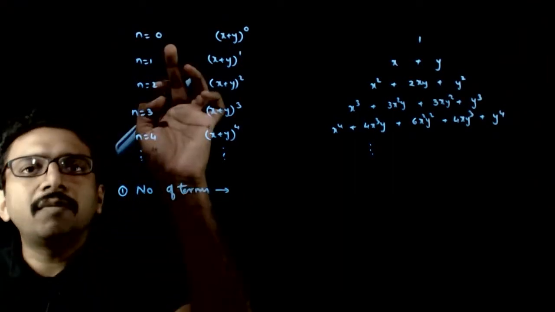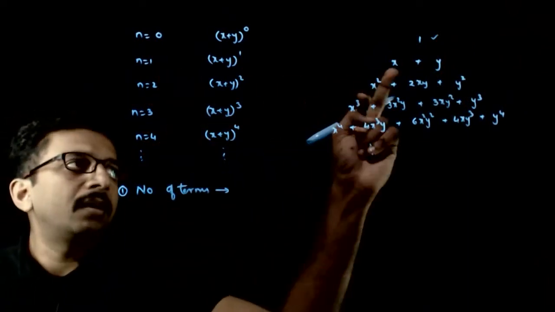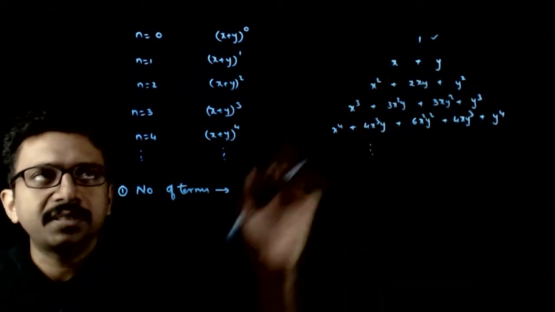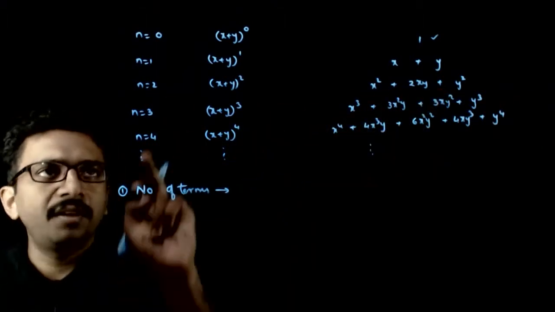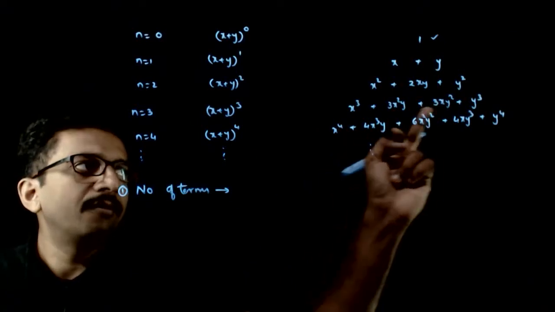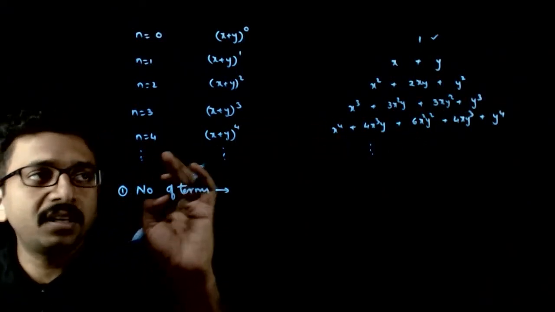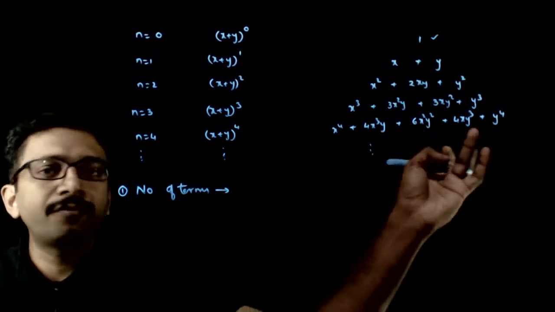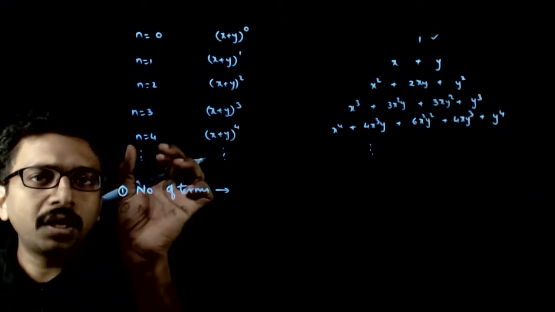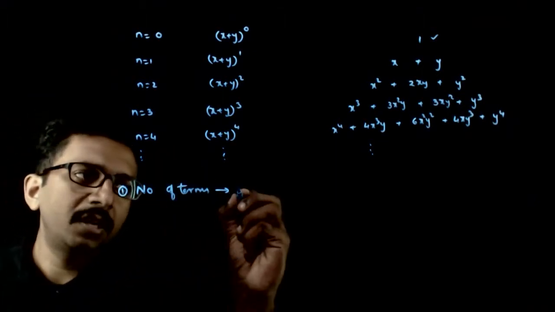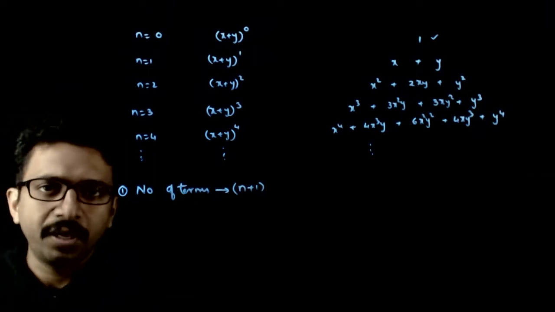If n is equal to 0, you have one term. If n is equal to 1, the expansion contains two terms, x and y. If n is equal to 2, you have 3 terms. If n is equal to 3, you have 4 terms. If n is equal to 4, you have 1, 2, 3, 4, 5 terms. So, I have observed that whatever value of n, the number of terms is equal to n plus 1. I hope this is clear.